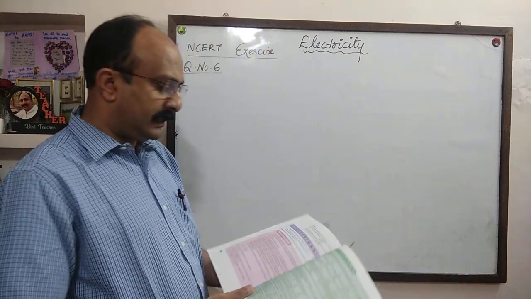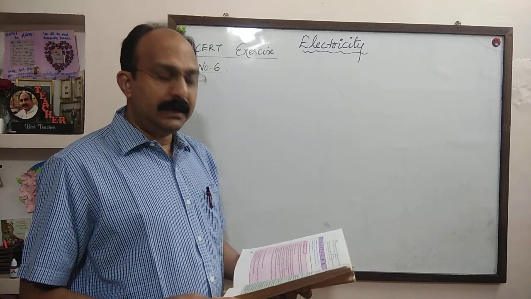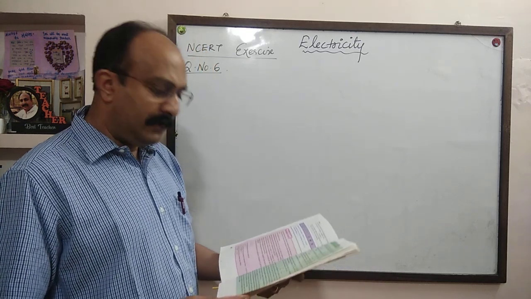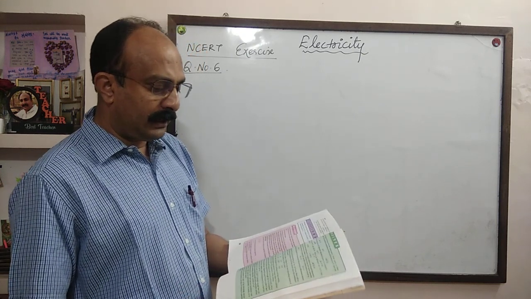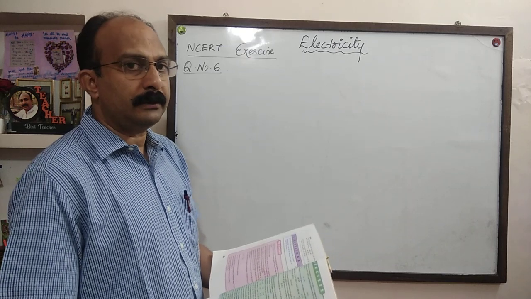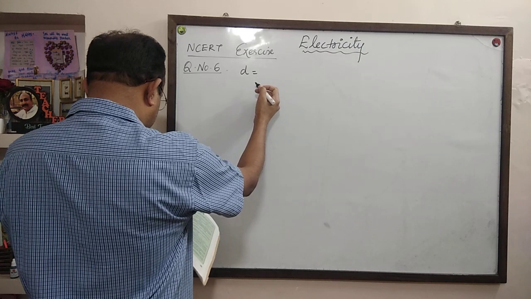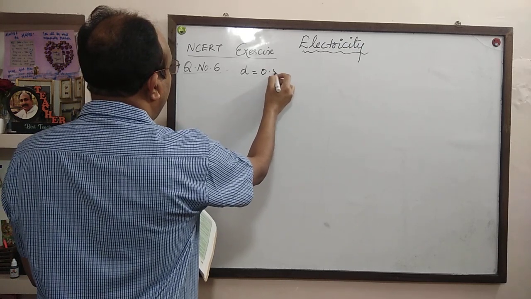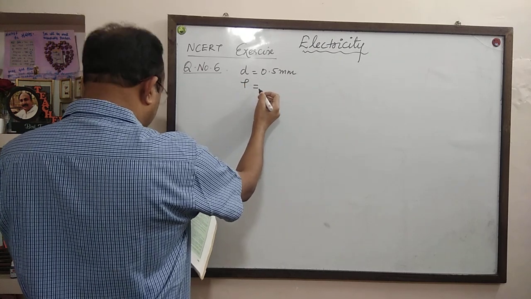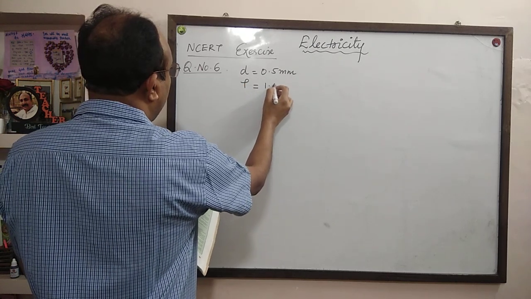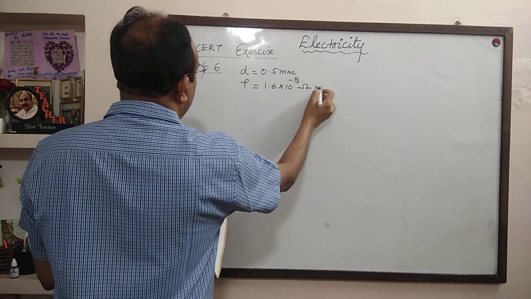Question number 6 is: a copper wire has diameter 0.5 millimeter and resistivity 1.6 into 10 raised to minus 8 ohm meter. So what are given? Diameter of the copper wire is given, 0.5 mm, and resistivity rho is equal to 1.6 into 10 raised to minus 8 ohm meter.